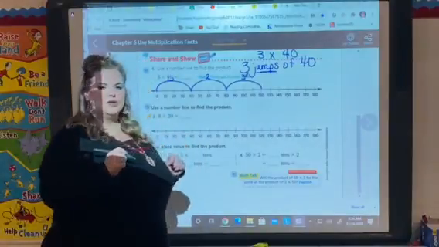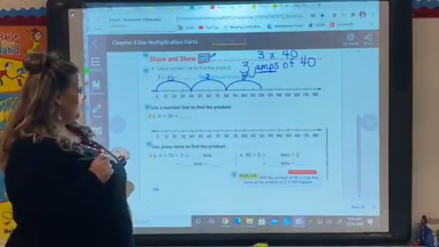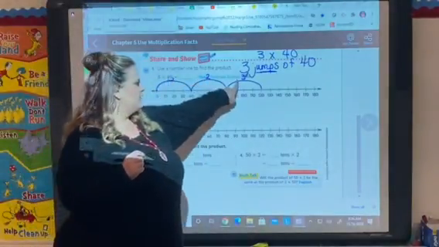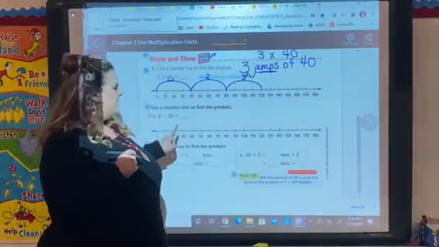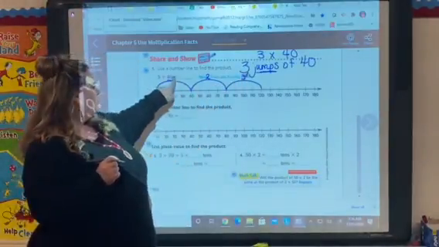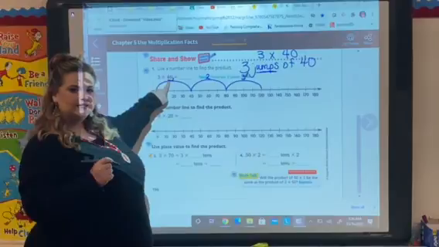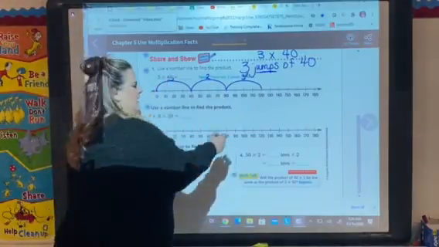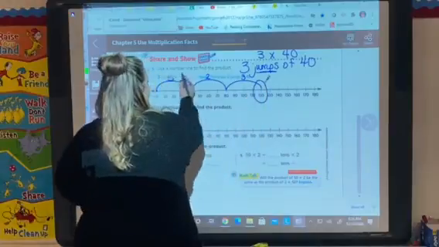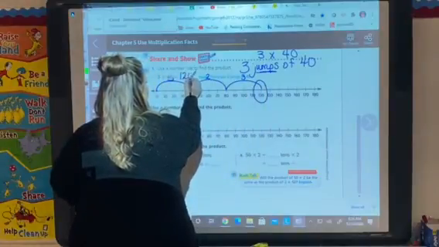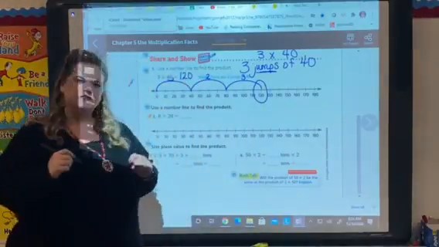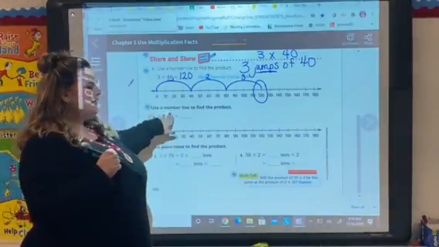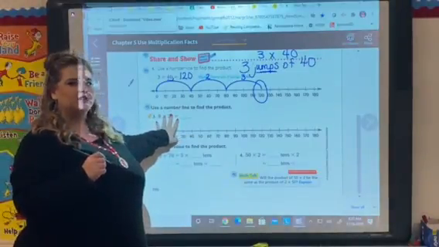And that makes 3 jumps of 40. Okay? Make sure you have the right number of jumps and make sure you counted by what that other number is, what your tens is, which was 40. And we did that on each one. So what is my answer, boys and girls? It's going to be 120. Okay? It's not too bad. This number line can help you. You just got to make sure you're using it correctly, okay?